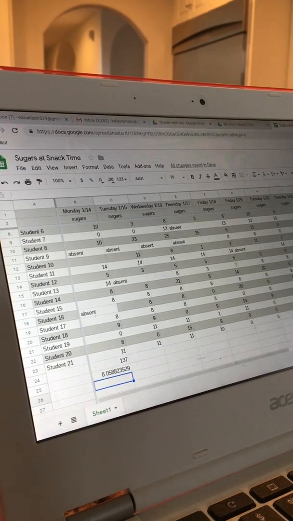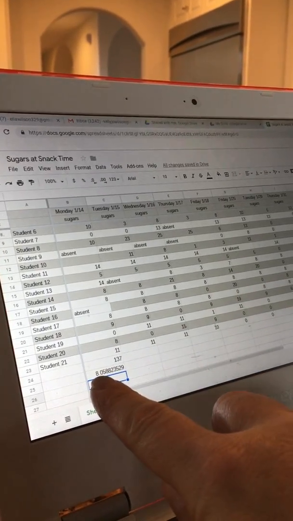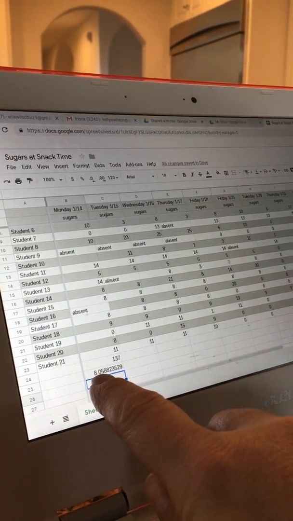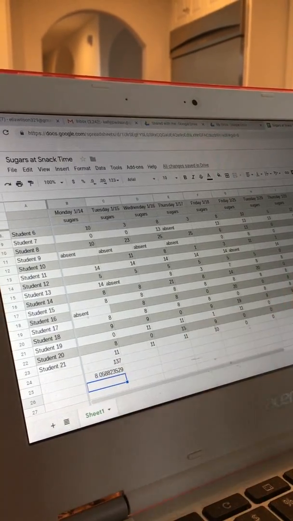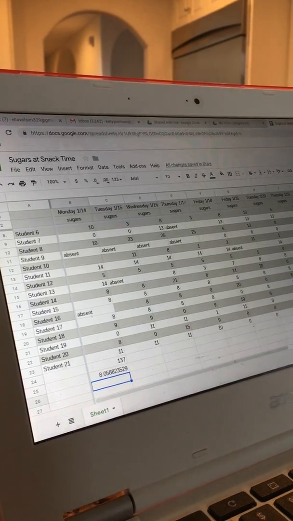What's the decimal? The decimal is the dot. That's a good question. The decimal is the dot. It's 8.0588. What other questions do you have?